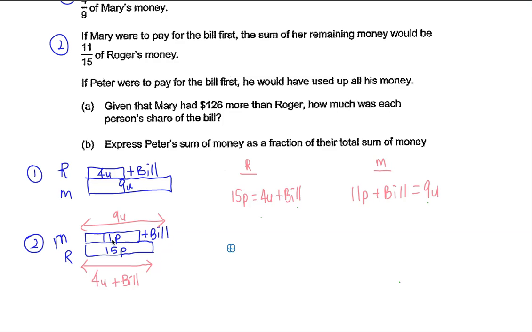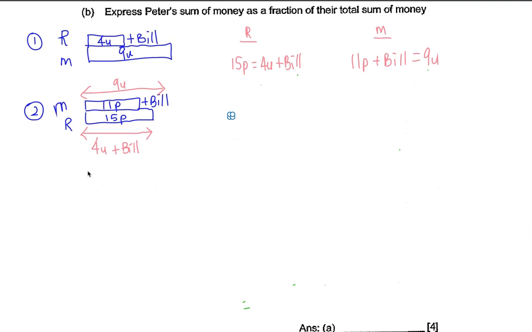If Mary were to pay for the bill first, her remaining money would be 11, and in this case, now the second scenario, we use parts to represent. It's 11 parts plus the bill that she paid, and for Roger the original amount of money he had will be 15 parts, correct? Now let's look at the model here. Let's make sense of the model here now.